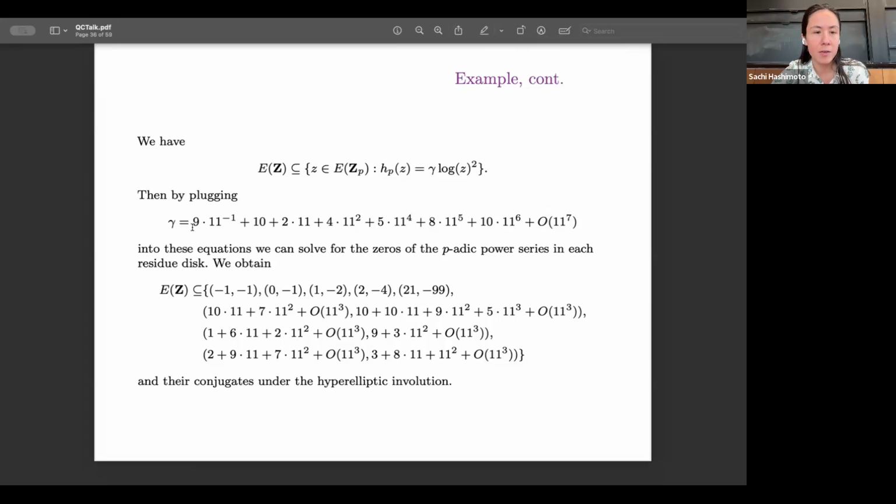Okay, well, we computed gamma using our special values of L-functions, and then we're just expanding this power series for the local height at p and expanding the power series for log squared. And so then that allows us to obtain these integral points and then these points that don't look integral, and also their conjugates under the hyperelliptic involution. So that's how you might apply this kind of thing in practice.